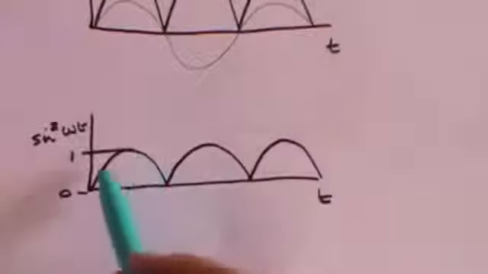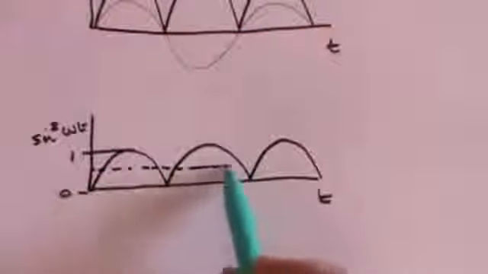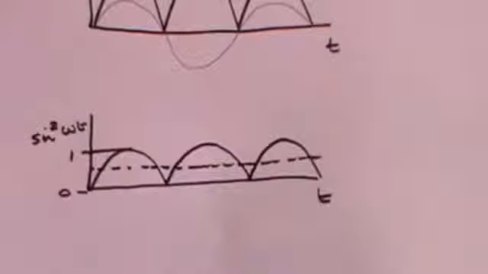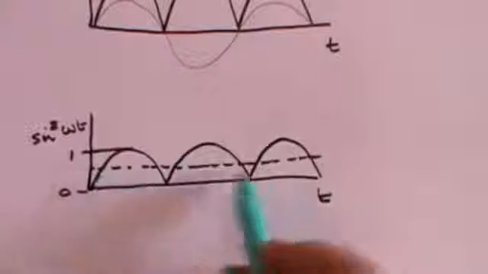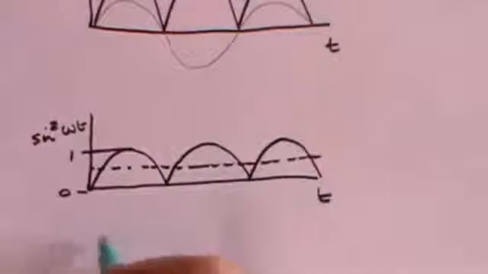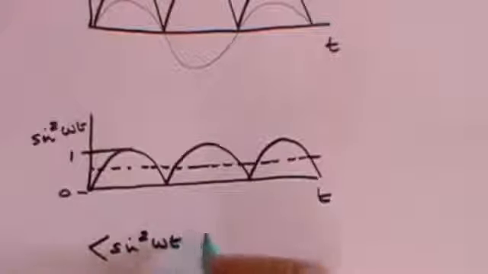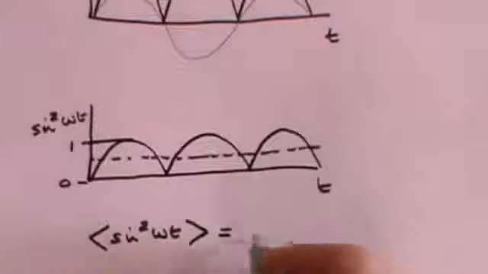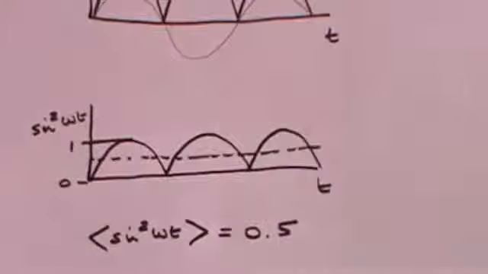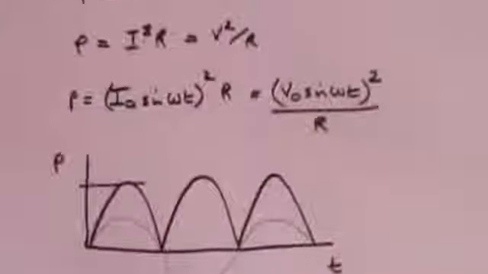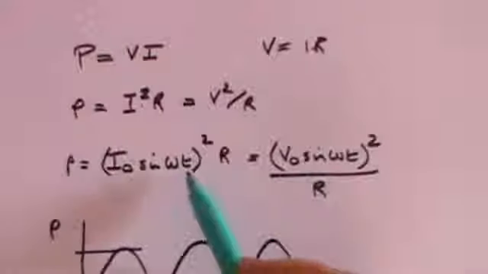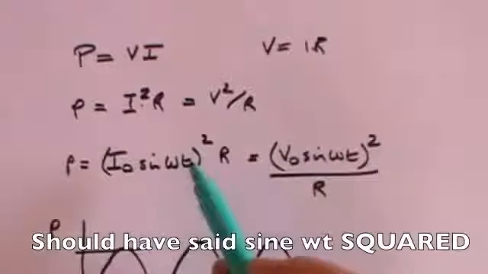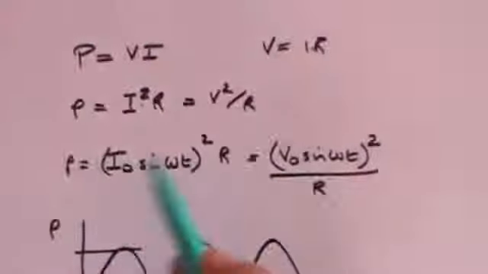And what we want to know is, what is the average value of sine squared omega t over the entire cycle? And the answer is that the average, which we depict by these angle brackets, the average of sine squared omega t over the entire cycle is exactly 1/2. So what we can say is that the average value of sine squared omega t in both these terms is 1/2.